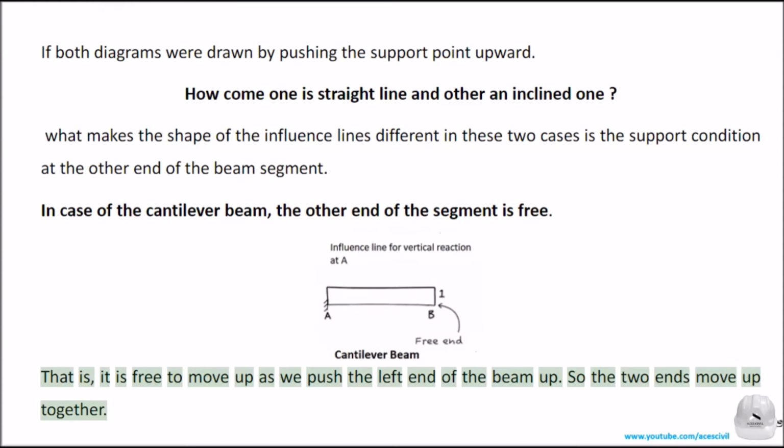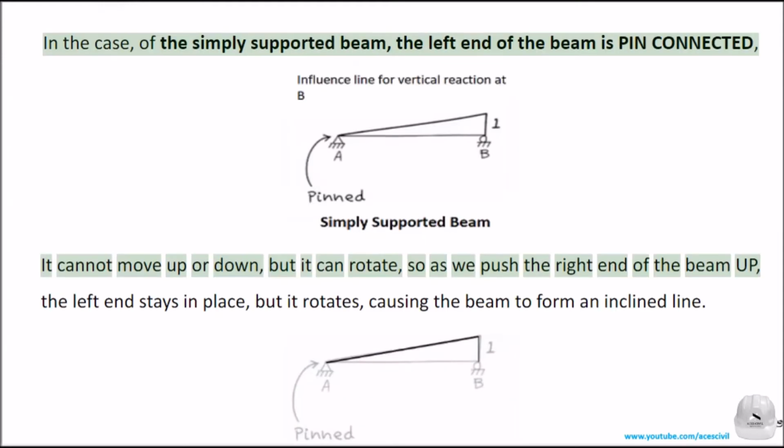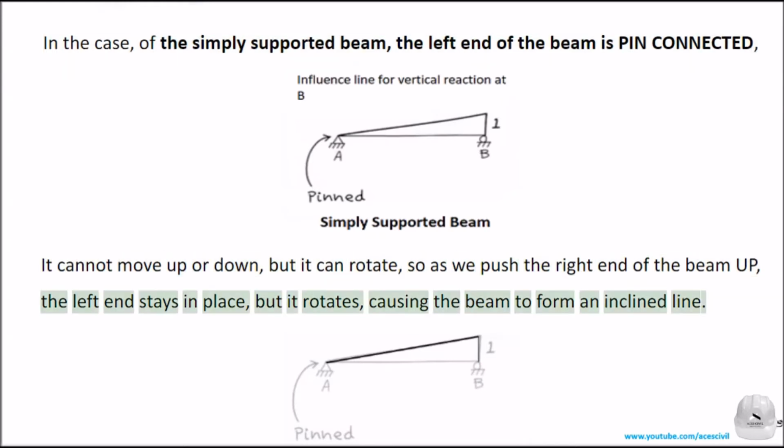That is, it is free to move up as we push the left end of the beam up. So the two ends move up together. In the case of the simply supported beam, the left end of the beam is pin connected. It cannot move up or down, but it can rotate, so as we push the right end of the beam up, the left end stays in place, but it rotates, causing the beam to form an inclined line.